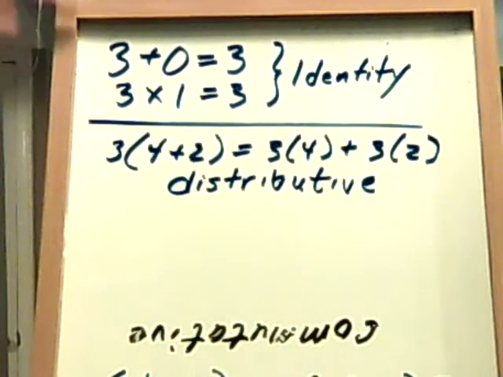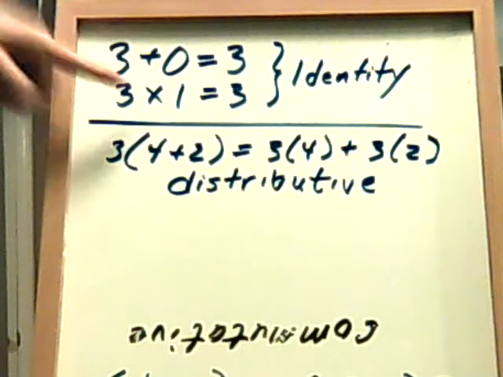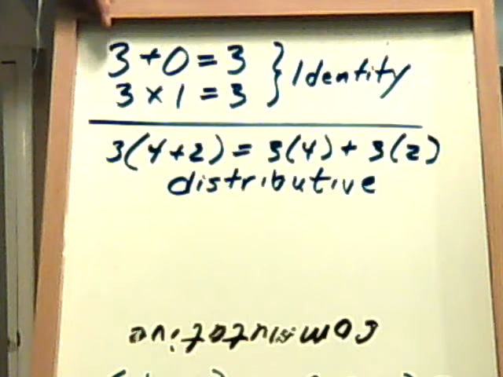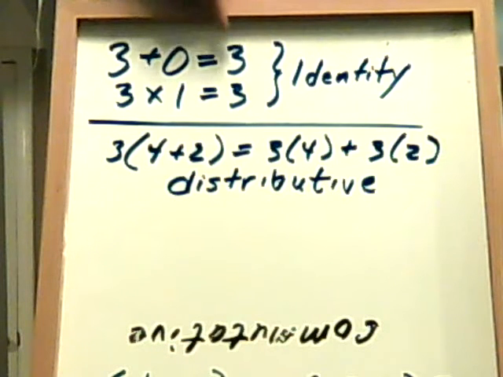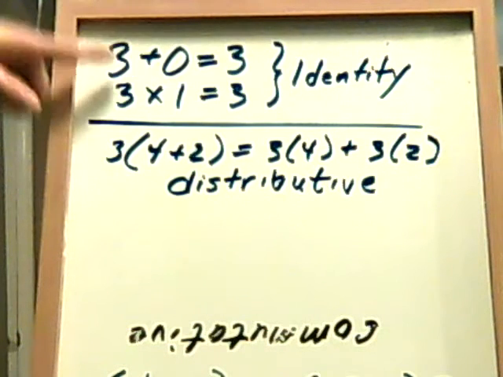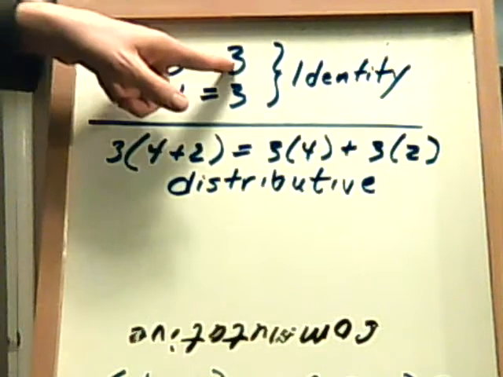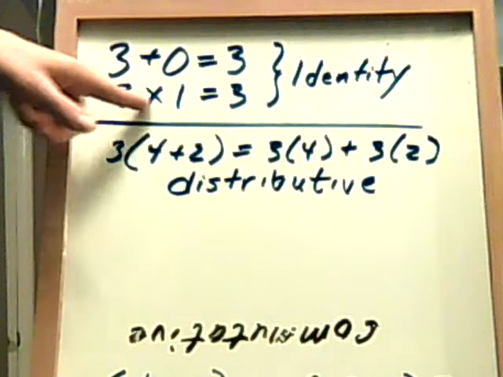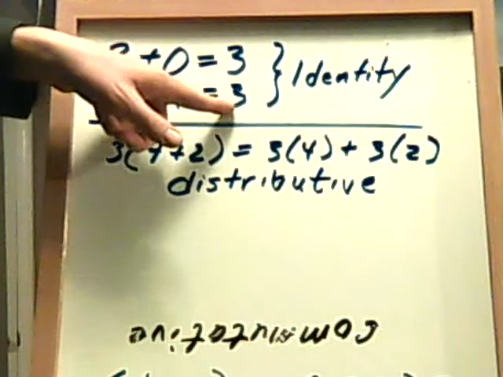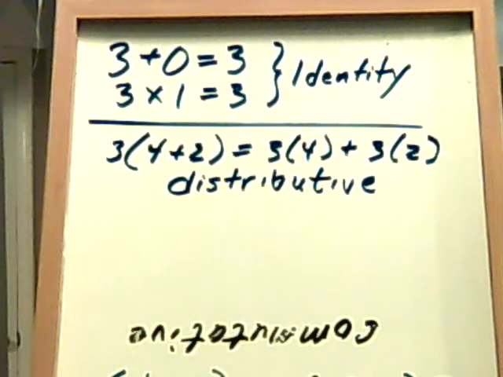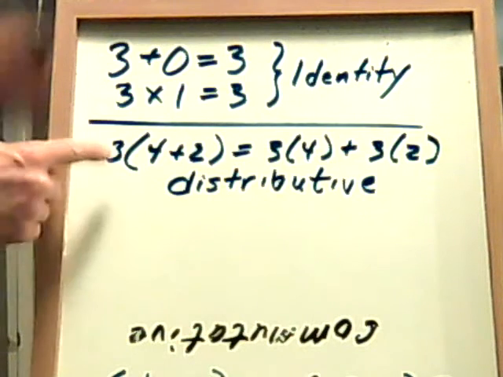Now the other side, sorry for the movements, I have identity and distributive property. So identity is really easy. There's two different kinds, one with addition, one with multiplication. Notice that they start and end with the same thing. Start with 3, end with 3. So 3 plus 0 gives you 3. If you add 0 to anything, it stays the same. It's the identity. 3 times 1, it stays the same. Again, that's identity also.